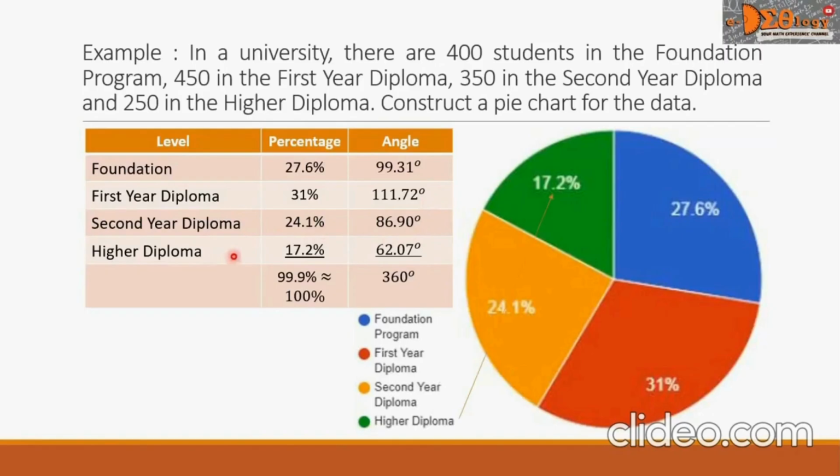The last level is the higher diploma with 17.2%, and there we write the 17.2%, and the central angle is estimated to be 62.07 degrees. We can see here that our pie chart is colorful. However, in our daily class activity, what we can do is simply put each level opposite its corresponding sector.